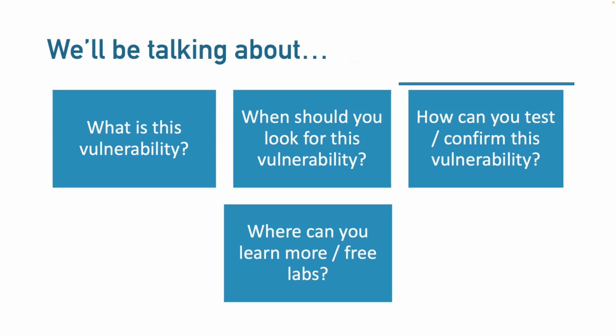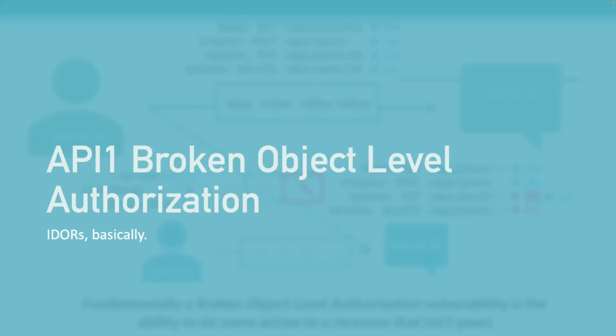So for each of these vulnerabilities, we're going to talk about what it is, when you as a hacker should be looking for this vulnerability, how you can test and confirm the vulnerability, where you can learn more, and if there are free labs that you can do to learn more about that vulnerability. So first up is API1, Broken Object Level Authorization. I made a joke on Twitter that this was the artist formerly known as IDORs, and that is essentially what it is. This is essentially the new name for IDORs.